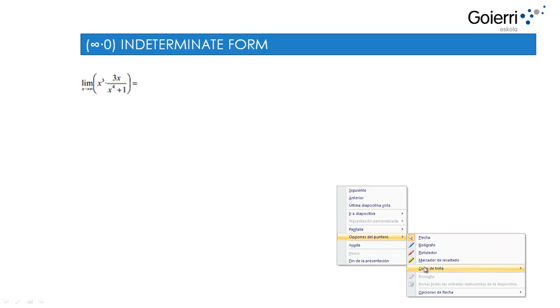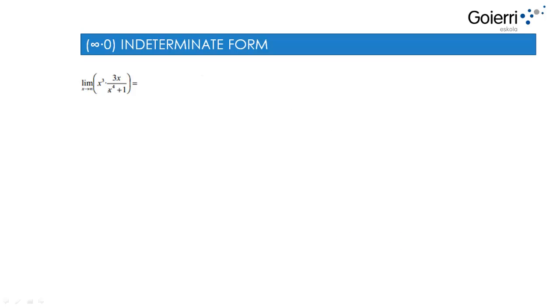So as usual, let's do a couple examples to know how to solve this kind of indeterminate form. So here we are, this is the limit as x approaches infinity of this function. So here if we plug infinity into the function, we get infinity times 0 indeterminate form. So to solve this kind of indeterminate form, first we have to multiply and then simplify.